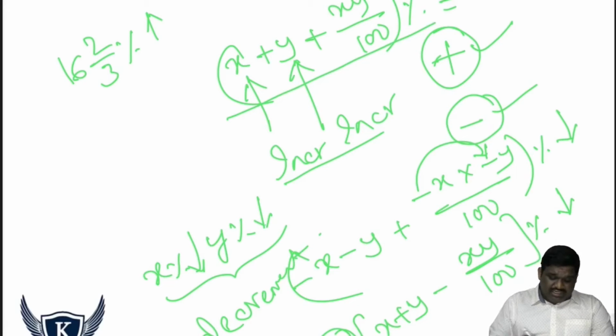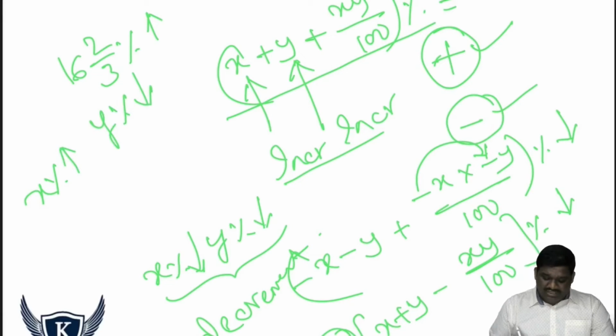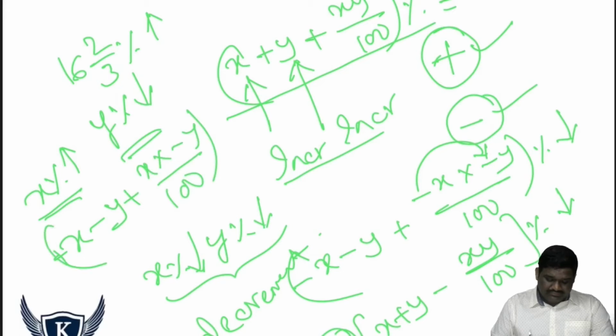Now, what if the value of a product increases by x percent, and later decreases by y percent? Use the same formula. In terms of increment, use a positive symbol. In terms of decrement, use a negative symbol. So I can write it as plus x, minus y, plus x into minus y by 100. This can be taken as x minus y minus xy by 100 percent.